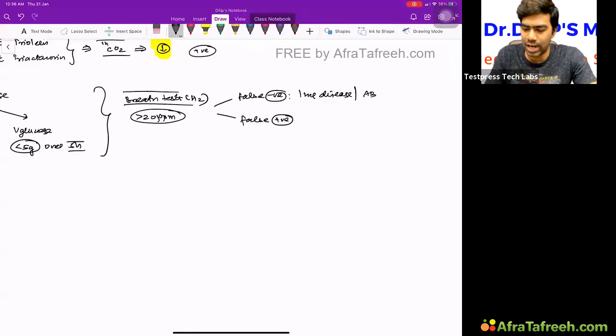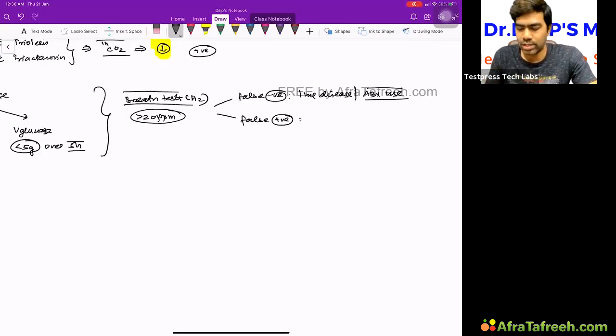Or due to heavy antibiotic use. The reason is that if you are using antibiotics, your intestinal bacteria will be killed. If your bacteria are killed in the intestine, even if you have malabsorption, the lactose is still there, not absorbed, but the bacteria are not there to ferment it to produce hydrogen. So because of that, you might have a false negative test. So why is there a false positive test?